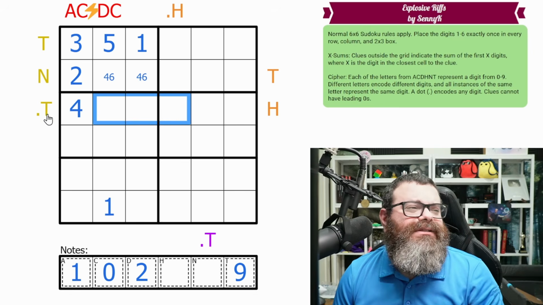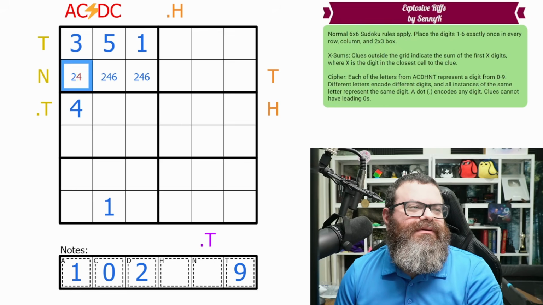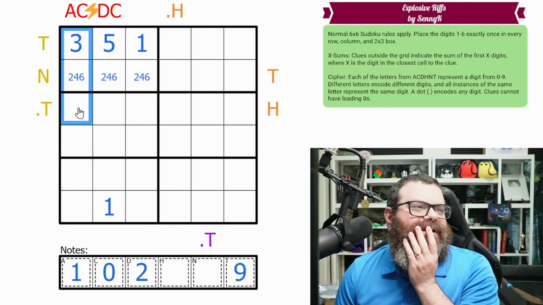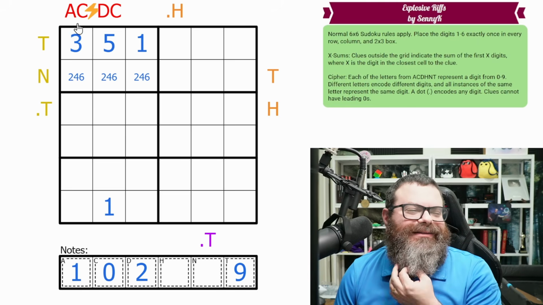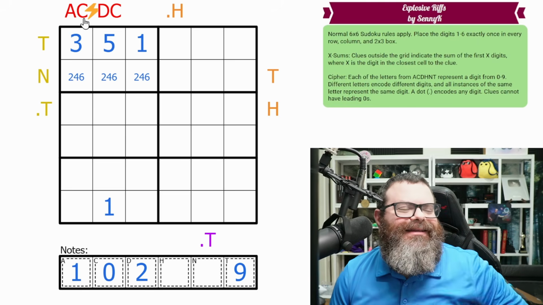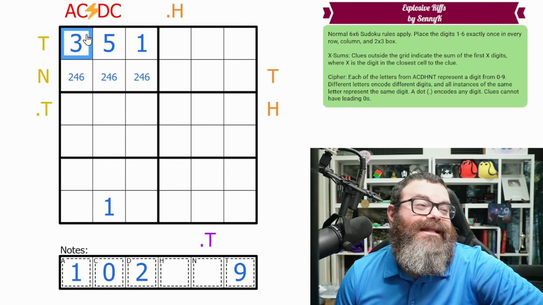It says clues can't have a leading 0, so we know T is 9, but these would then have to be 15. 4, 5, 6 is the only way. We're not doing that. So something's wrong. What did I do wrong? Maybe I need to think about this again. Oh, because it doesn't add to 9. It adds to AC. Okay. Whoops. What's AC? AC is 10, right? It adds to 10, not 9.